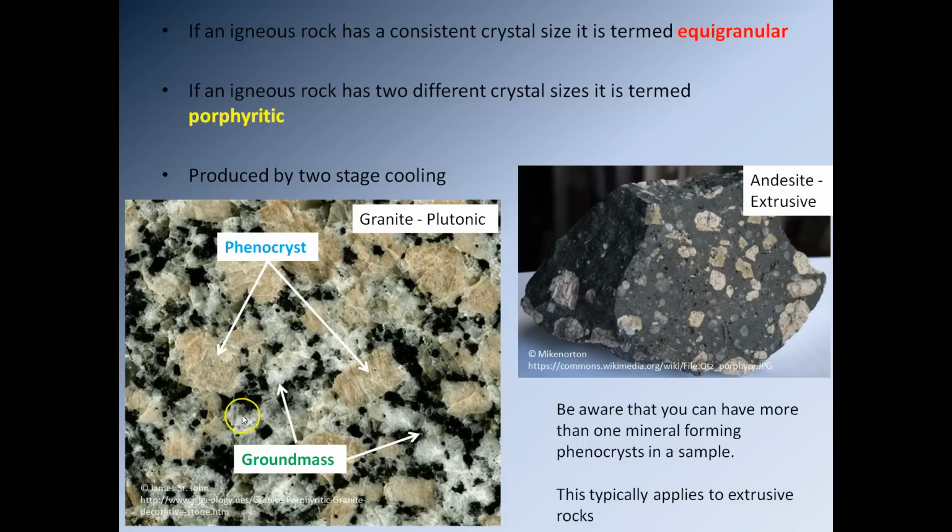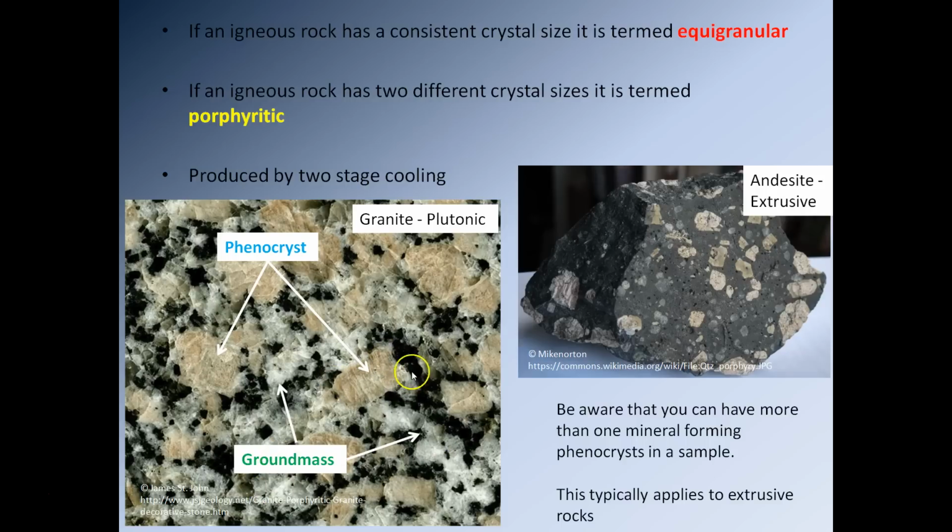When you look at a porphyritic rock, what you'll notice is some of the crystals are rather large compared to the vast majority of the crystals in the rock. Here we have a plutonic porphyritic rock. Here we have an extrusive porphyritic rock, a volcanic porphyritic rock. In the case of this granite here, we have these rather large pinky red, salmon-coloured potassium feldspar crystals. And they are considerably larger than the quartz crystals and plagioclase crystals and the biotite crystals that make up the vast majority of the rock.